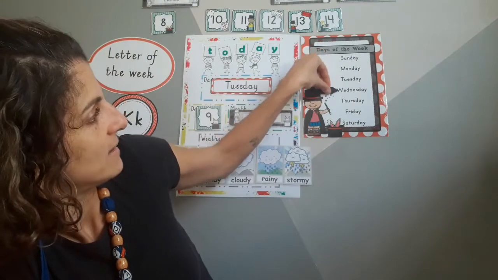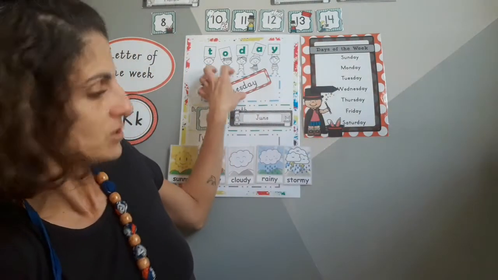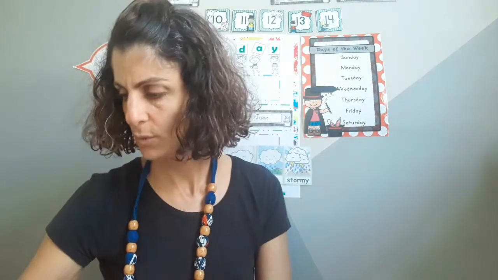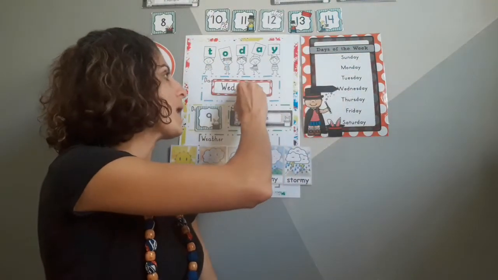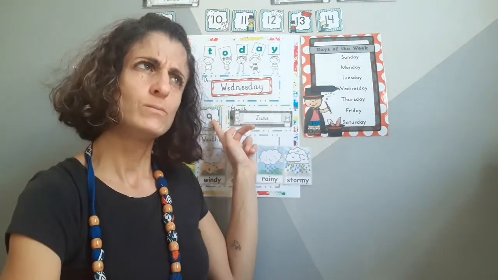So we said there's Monday and there's Tuesday. There's Wednesday. And then Thursday. So yesterday was Tuesday. Today's Wednesday. And tomorrow will be Thursday. So let's take our Tuesday off. Where's my Wednesday? What does Wednesday start with?